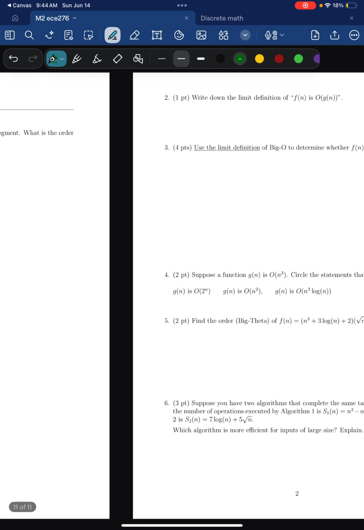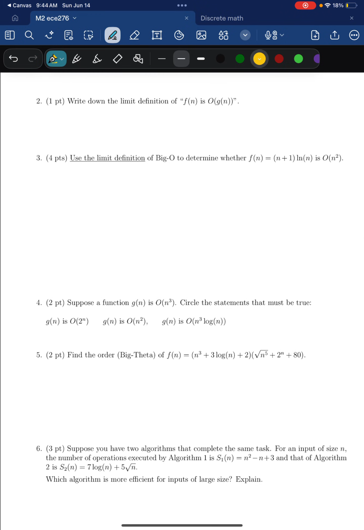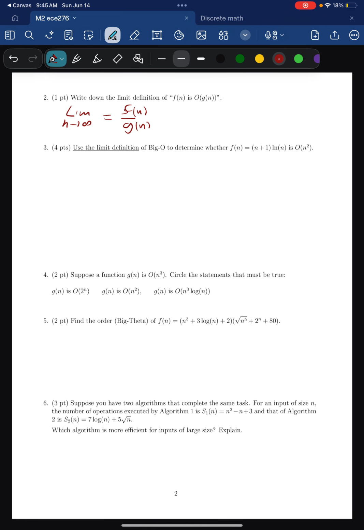Now for the next one. Like limit definition, this is basically like calc 1. You just write the limit as n goes to infinity. You just got to show that it works. F over G. And now for this one, you got to determine whether n squared. So you grab the whole thing, n plus 1 times ln n over n squared.